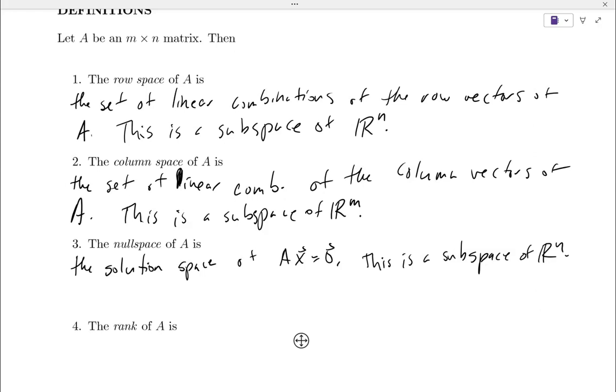We didn't write down what the notation was for each of these last time, so let's do that now. For your row space, we would denote it as ROW of A. Big surprise. For column space, you would use COL of A. And for null space, you'll use null of A. So those are just the notations for those particular spaces. All right, so let's do the next definitions here.